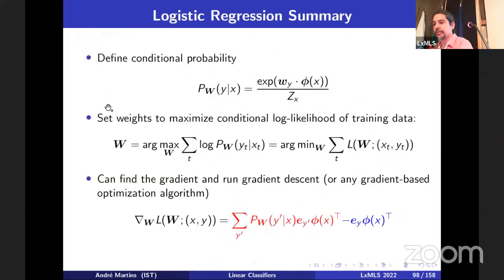With these ingredients, we are now able to compute the gradient of the loss, which means that we can now use gradient descent to train a logistic regression model. To summarize, what we did in logistic regression was we first defined a conditional probability according to this expression. Then we defined as the criterion to minimize a loss function, which corresponds to maximizing the conditional log likelihood of the training data. And then we computed the gradient of that loss. And if we run gradient descent, then we are able to converge to the global optimum of this problem.